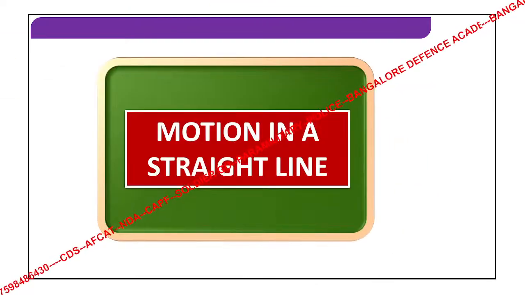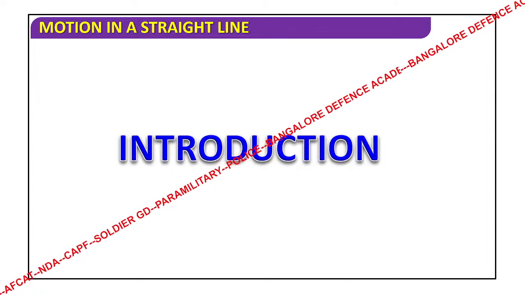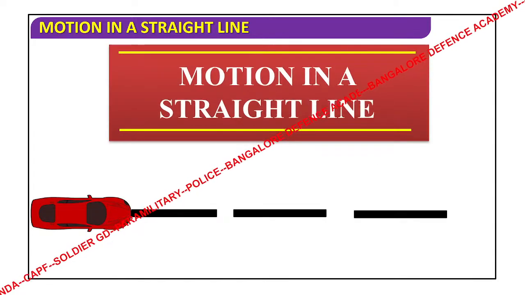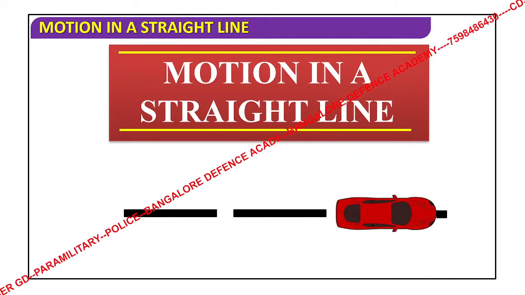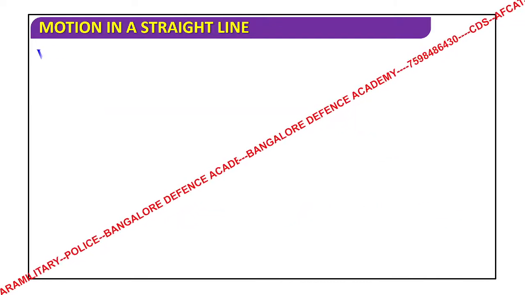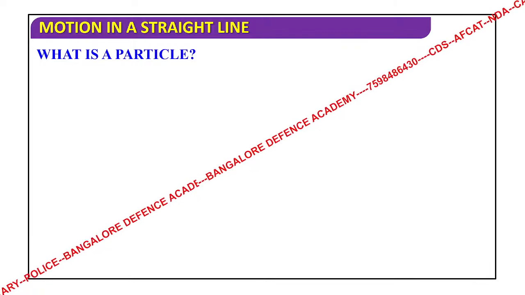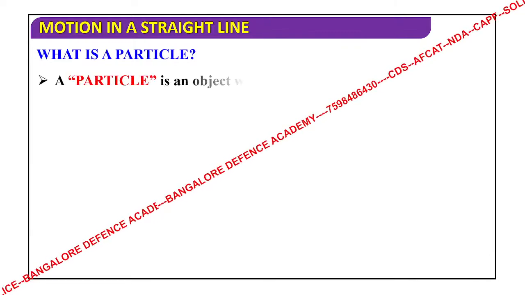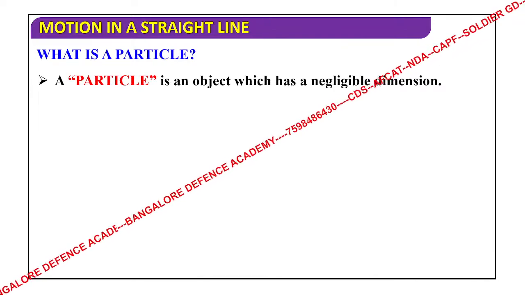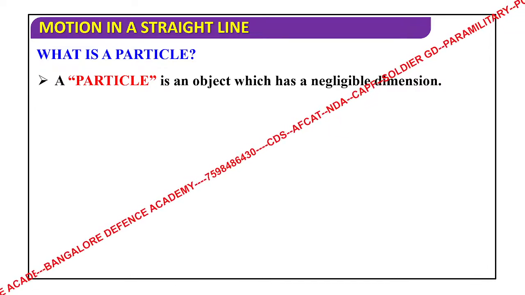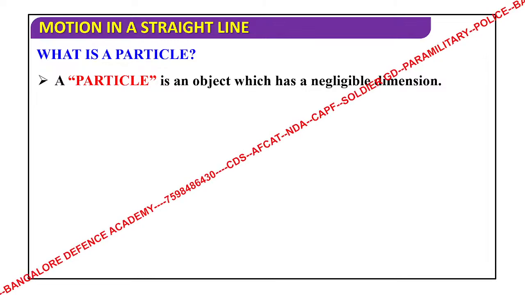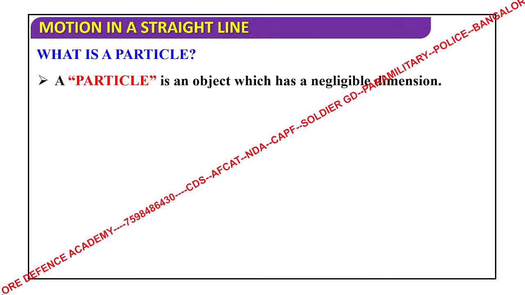Fine. So we'll start with a chapter that is motion in straight line. Introduction. Motion in straight line. Look at this car. This car is moving in a straight line. We have many more examples. What is a particle? So first thing you should know, what is the meaning of particle? A particle is an object which has a negligible dimension. Okay, you cannot measure the dimension. It is a point, maybe it is a stone, okay, something like that.